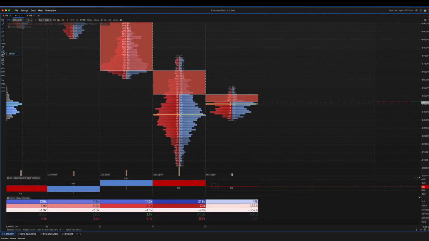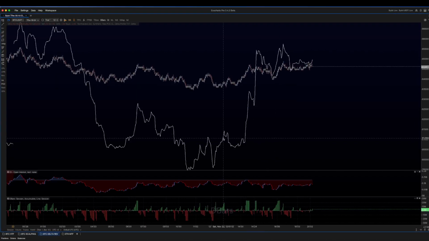But the point of control is down here, and the point of control of today is above. So the buying pressure is higher today. That's a first sign that the buyers are stepping in to control this region. If you go to the lower time frame, we also see this white line, and this white line is the CVD, okay? If this white line rises, that means buyers are actually stepping in.